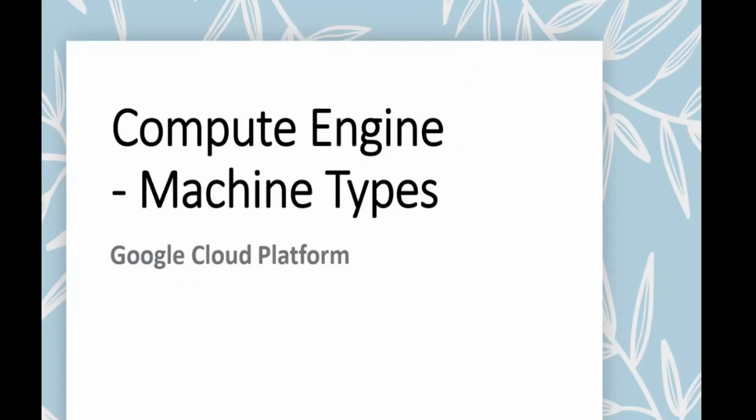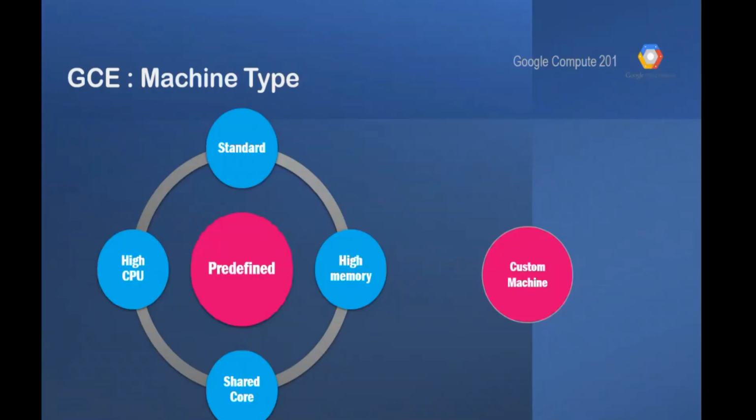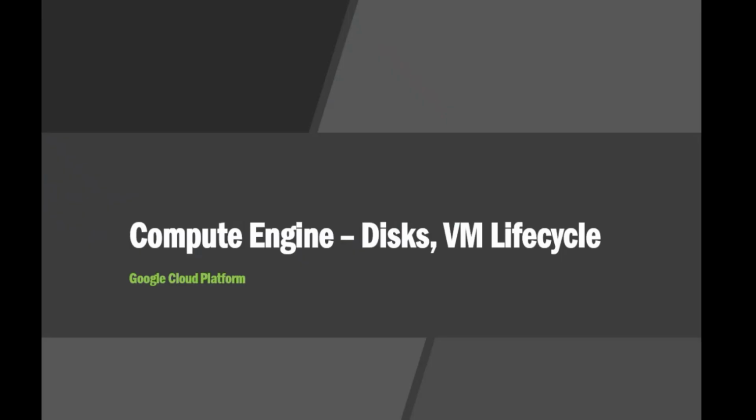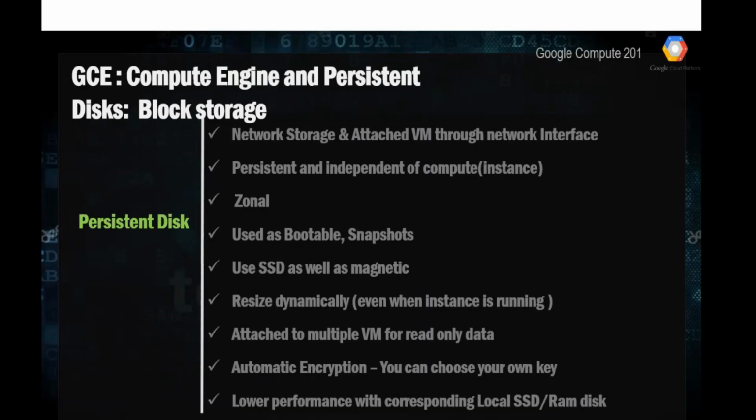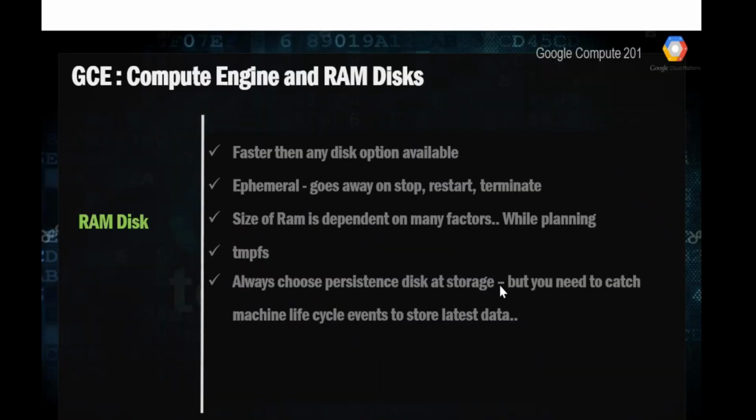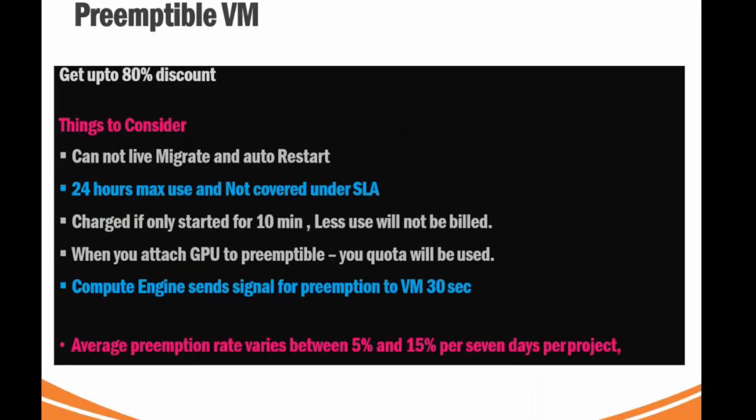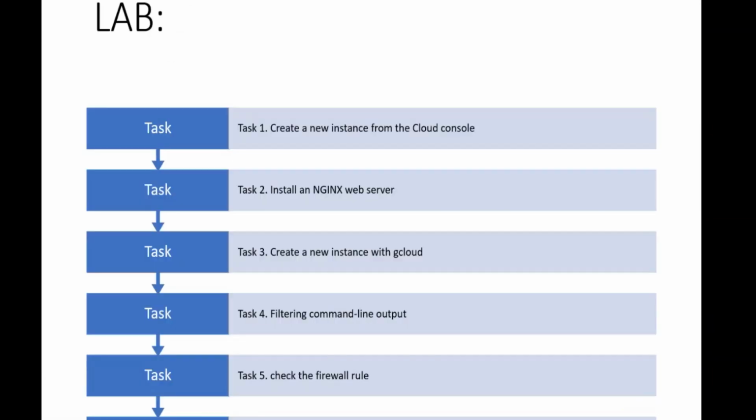Now, when you create a particular machine, there are different types of machine. If I need a server, there are different categories of server, like high CPU, standard, high memory, and shared core. Based on your requirement, you can use any one of them. I'm coming to the details. In Compute Engine we also have different types of disk: persistent disk, local disk, RAM disk, and ephemeral VM. Each disk has its own features.